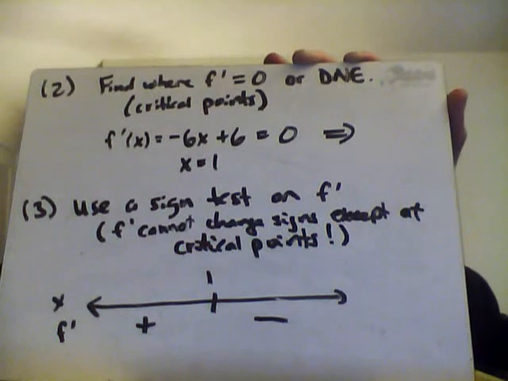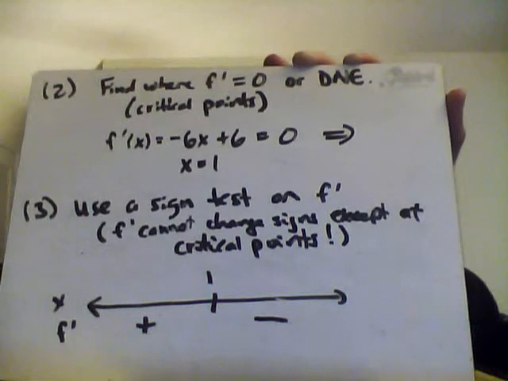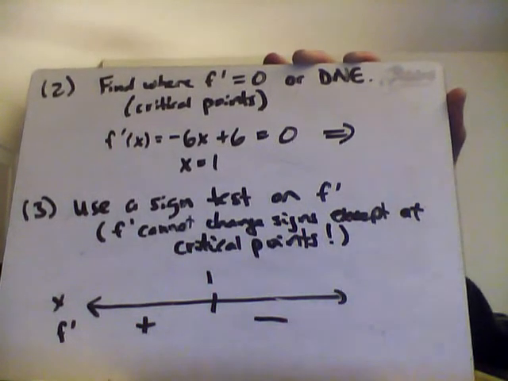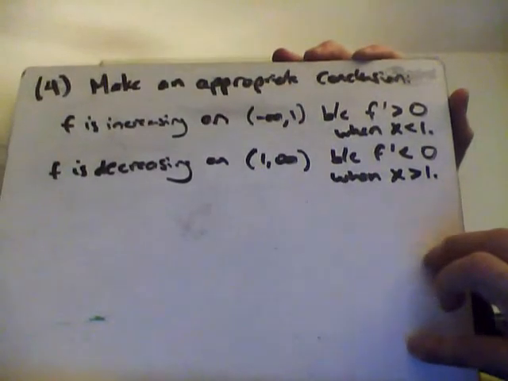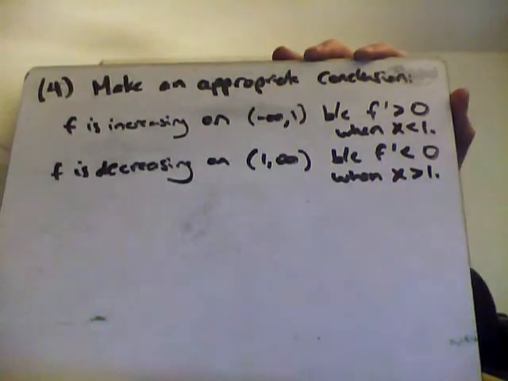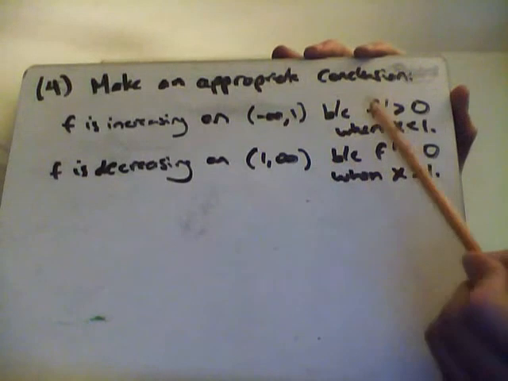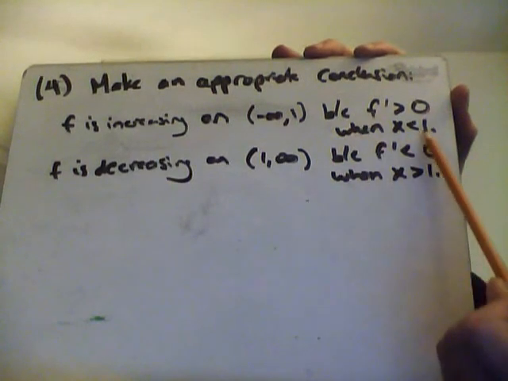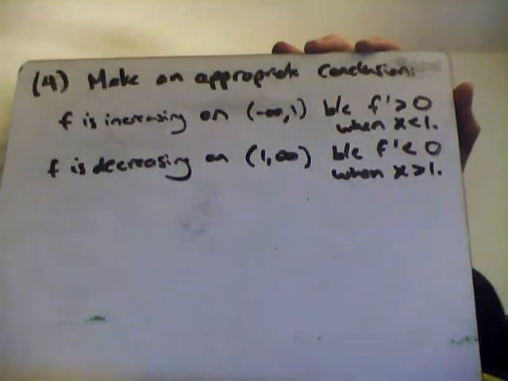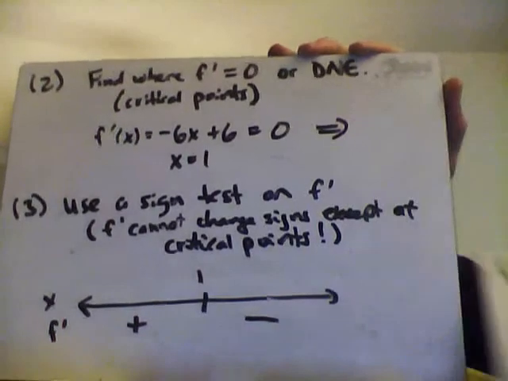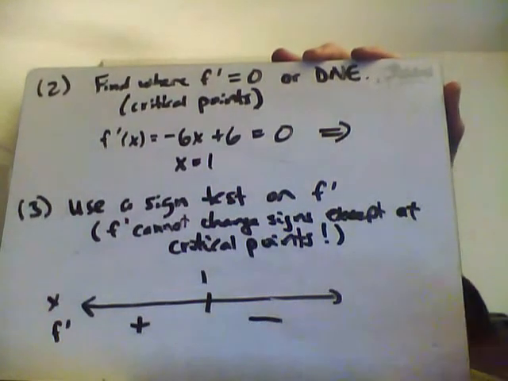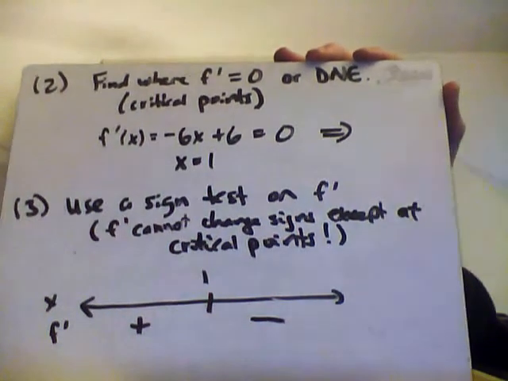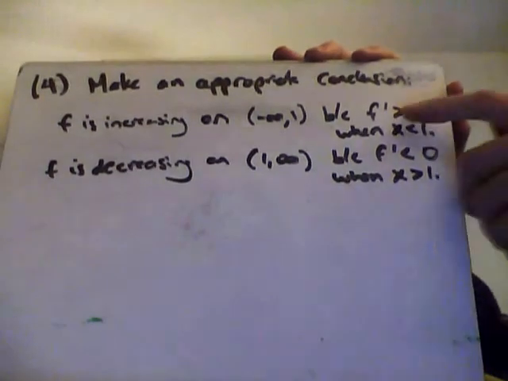We are not done when we've completed our sign test, because we need to interpret it. That's a major AP emphasis, interpreting our sign test. So how do you actually write your answer or make an appropriate conclusion? We say in this case that f is increasing on the interval negative infinity to 1 because f prime is bigger than 0 whenever x is less than 1. Looking back on our sign test, we saw that that was true. When x is less than 1, our derivative was positive. Therefore, our function increases.